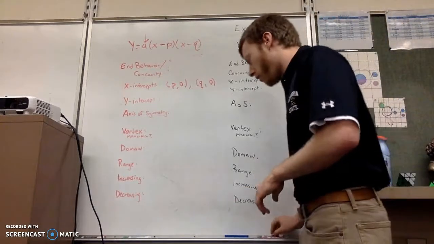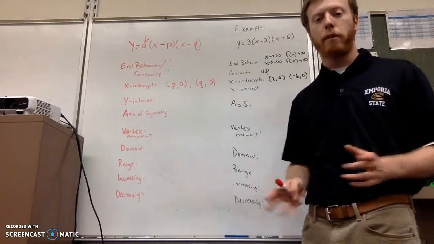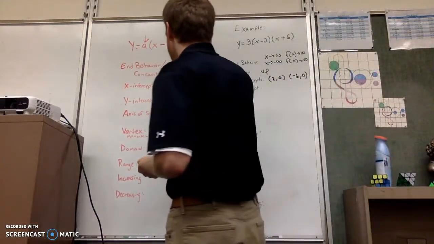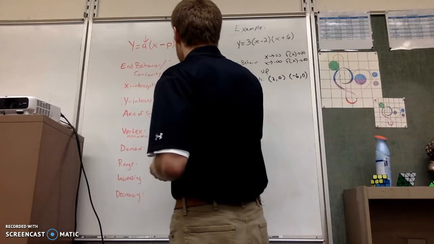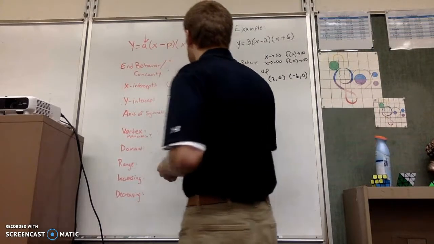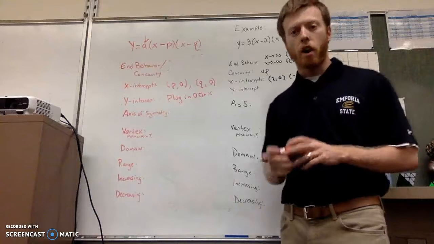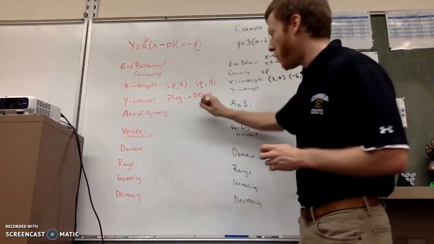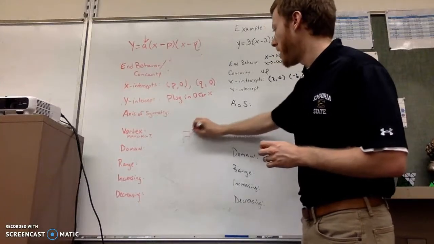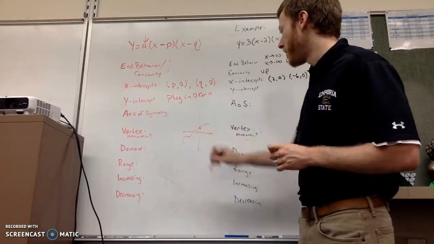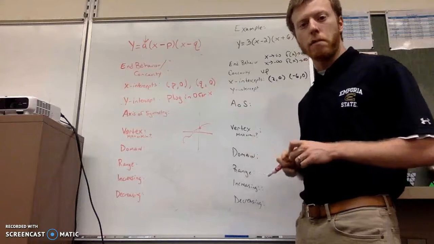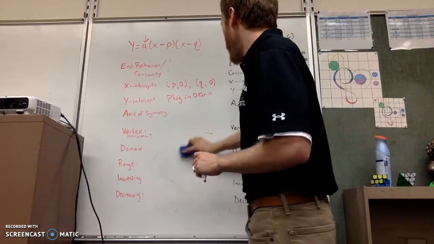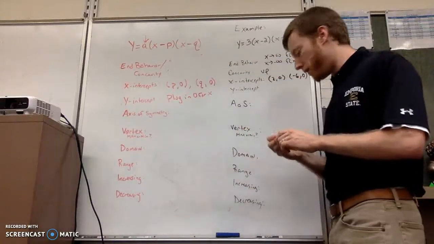Y-intercept. The rule for the y-intercept for any type of function, this one included, is to plug in 0 for x. That is always the rule. Just plug in, because when we think about where a y-intercept occurs for any function, it's where the x value is going to be 0. So just plug in 0 to get your y-intercept. That has not changed from the previous one.